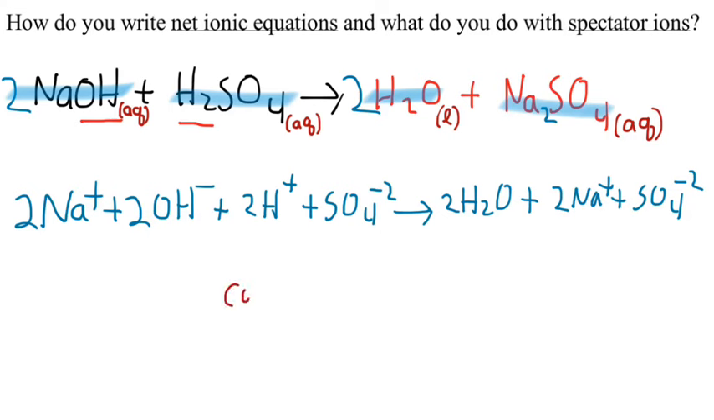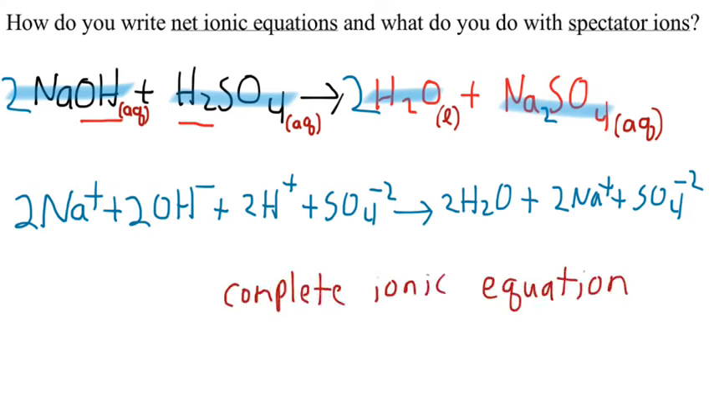Okay, that's called the ionic equation. It's called the complete ionic equation. If we show only the things that are changing and cross out the rest, that becomes the net ionic equation. So if we cross out sodium, a spectator ion because it's not changing at all, and if we cross out sulfate, another spectator ion because it's not changing at all, that becomes the net ionic equation. So here's my net ionic equation. 2 hydroxides and 2 H+ form 2 waters.